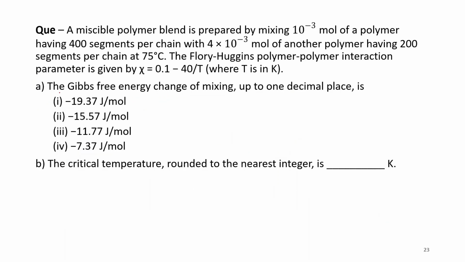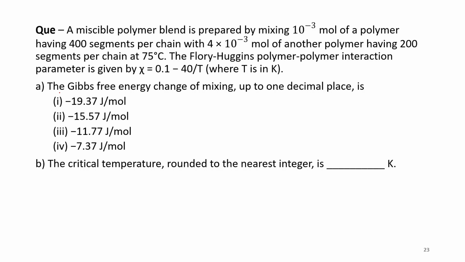So let's move to the next question. A miscible polymer blend is prepared by mixing 10 to the power minus 3 moles of the polymer having 400 segments per chain with 4 into 10 to the power minus 3 moles of another polymer having 200 segments per chain at 75 degrees Celsius. The Flory-Huggins polymer-polymer interaction parameter is given by chi equals 0.1 minus 40 divided by T.